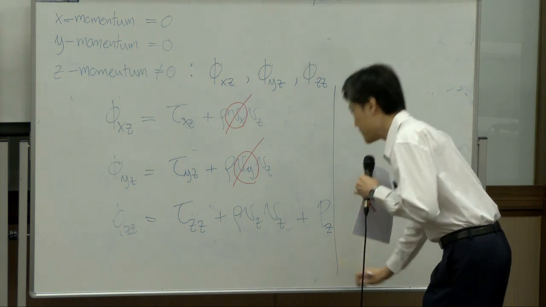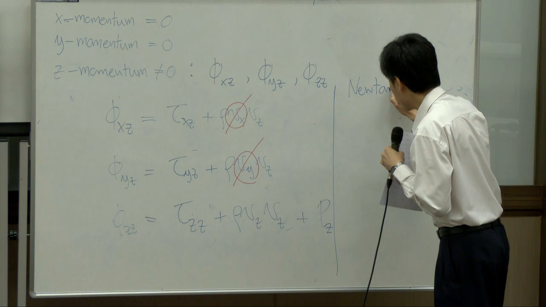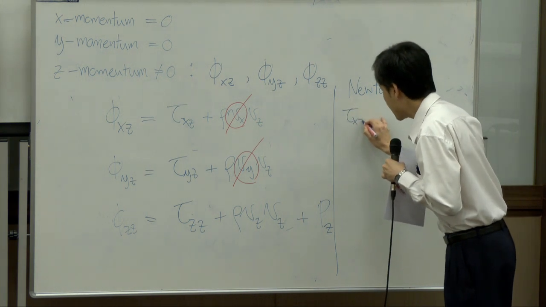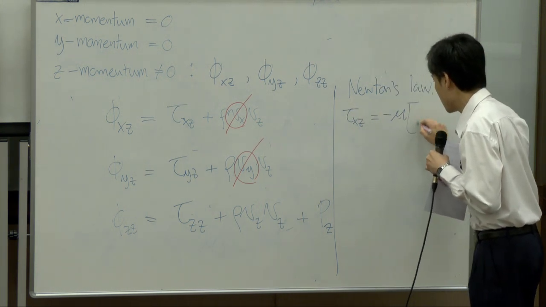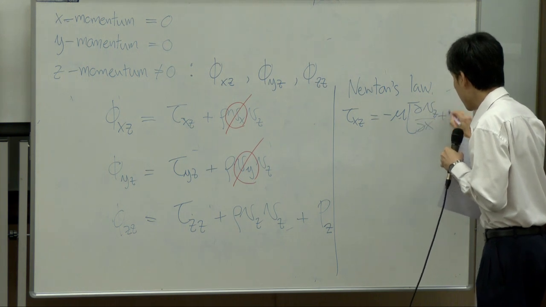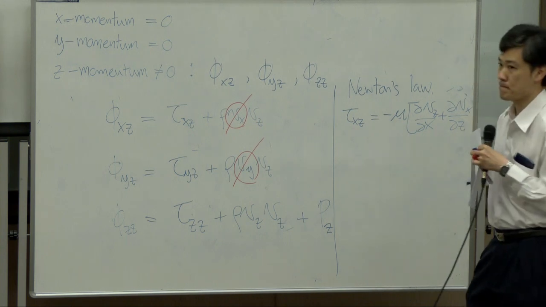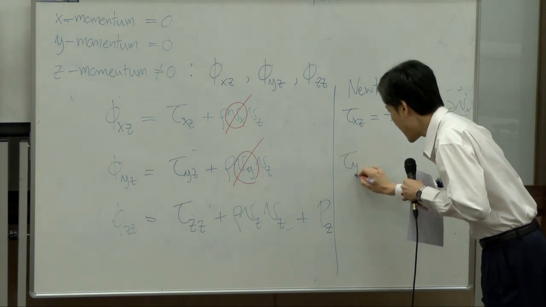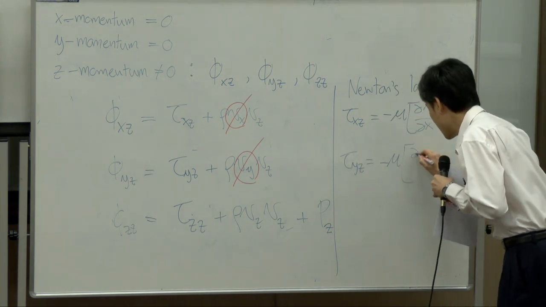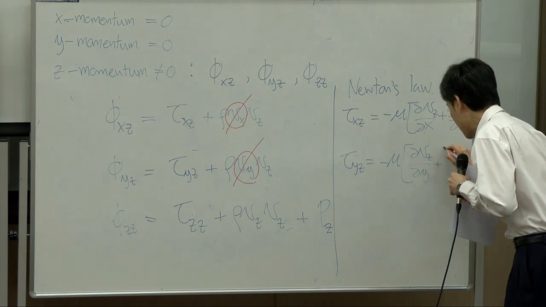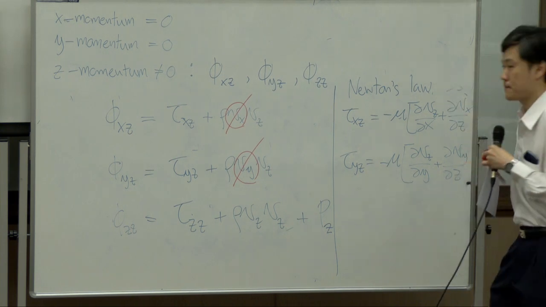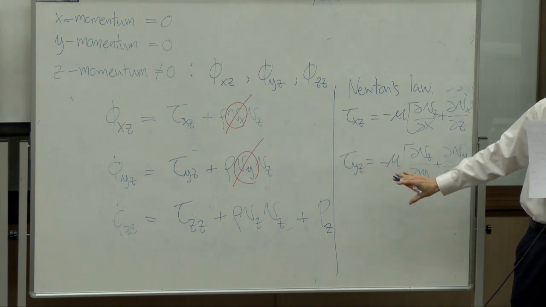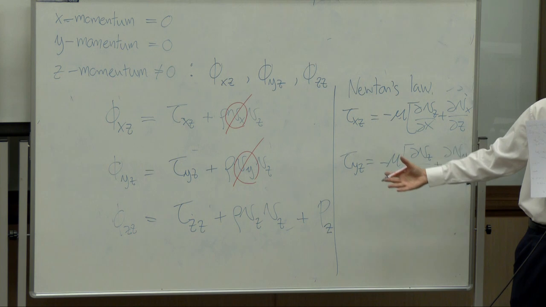Then you need Newton's law, the one that we learned from the second class. Tau xz is equal to minus mu times dvz by dx plus dvx by dz. That's Newton's law for rectangular coordinates. Tau yz is minus mu times dvz by dy plus dvy by dz. And you don't have to worry about remembering all this. The equations will be given in the examination. Actually, the examination is open book anyway.